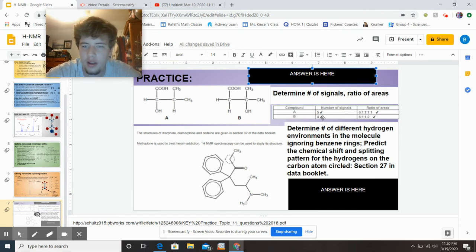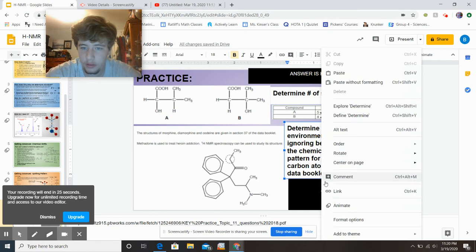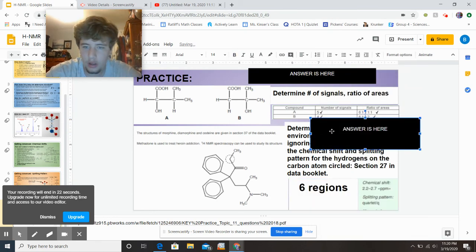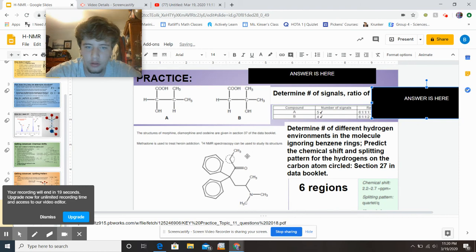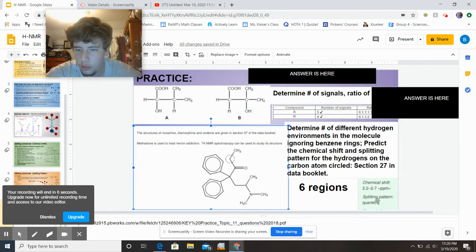When you look at B, 4 signals because there's 1 here, 2 here, 3 here, and 4 here. And the ratio is 6 right here to 2 here, and 1 to 1. And then I only got 25 seconds left, so I'll remove this here. There's going to be 6 regions, 1 here, 2 here, 3 here, 4 here, and 5 here, and then 6 right there. And then you can see the chemical shift and the splitting pattern is a quartet.